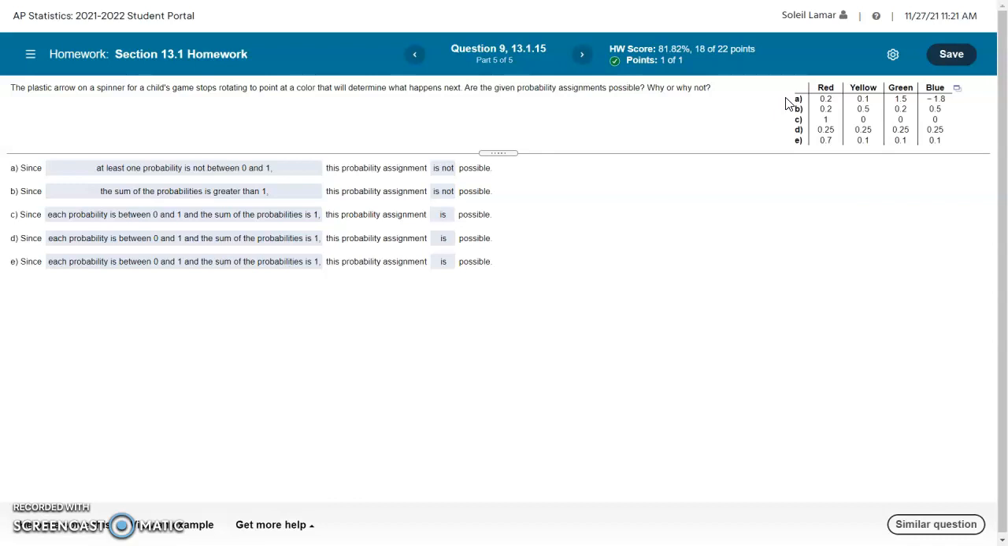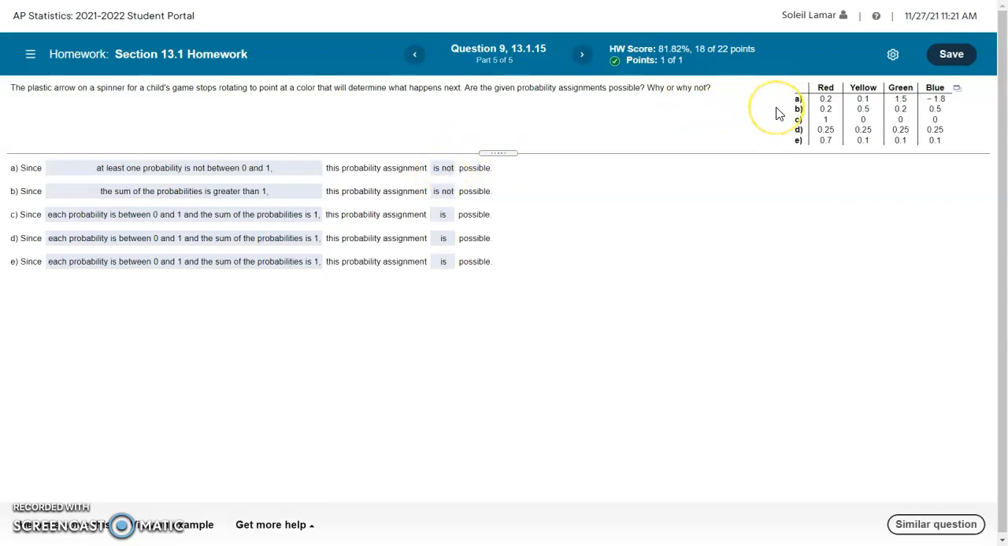For A, we have probabilities of 0.2, 0.1, 1.5, and negative 1.8. Since 1.5 and negative 1.8 are greater than 1 or less than 0, the probability assignment is not possible.